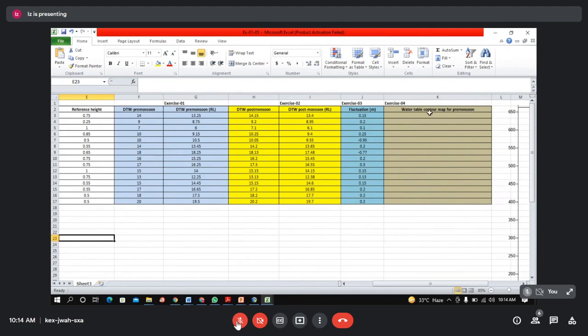Okay, so water table contour map for pre-monsoon, right? And this water table contour map for initial time, this is a primary requirement of modeling exercises.